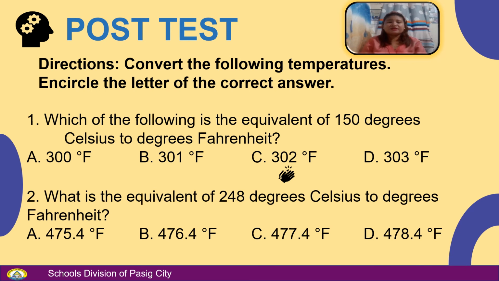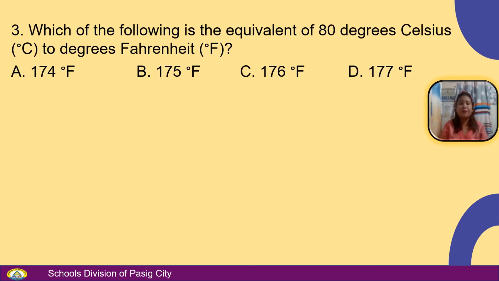Number 2. What is the equivalent of 248 degrees Celsius to degrees Fahrenheit? A. 475.4 degrees Fahrenheit. B. 476.4 degrees Fahrenheit. C. 477.4 degrees Fahrenheit. D. 478.4 degrees Fahrenheit. D. 478.4 degrees Fahrenheit.